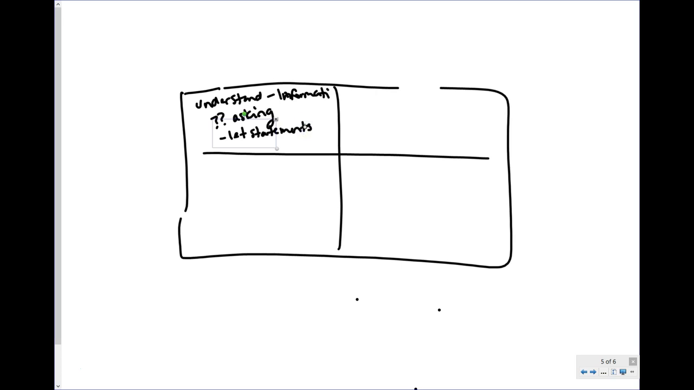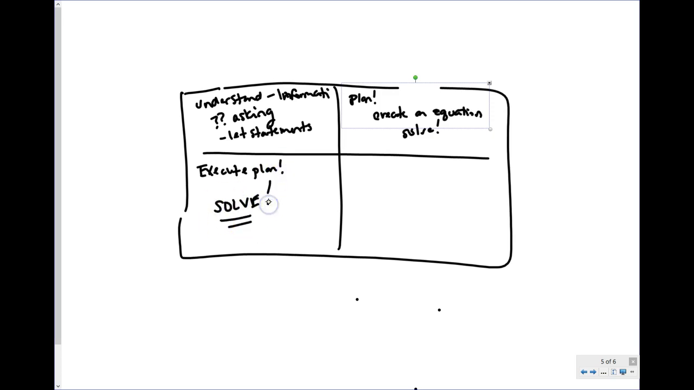Okay? 2 is your plan. What was your plan? To create an equation and then to solve your equation. 3 is execute the plan. So now you solve, right? And finally, your last part is to do your check. Does it make sense? So this template should be used a lot in this unit to really figure out what these problems are asking. Okay?